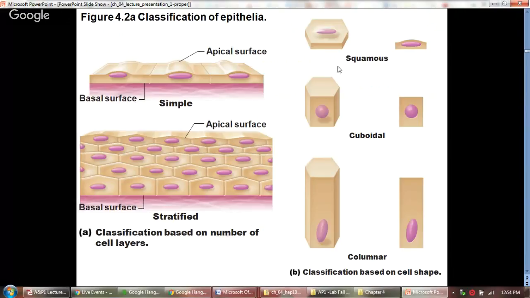And here it shows how a squamous cell would look from the top view and from the lateral view. From the lateral view, it would be cuboid. It would be much more flattened, scale-like, and this would be much more columnar in shape.